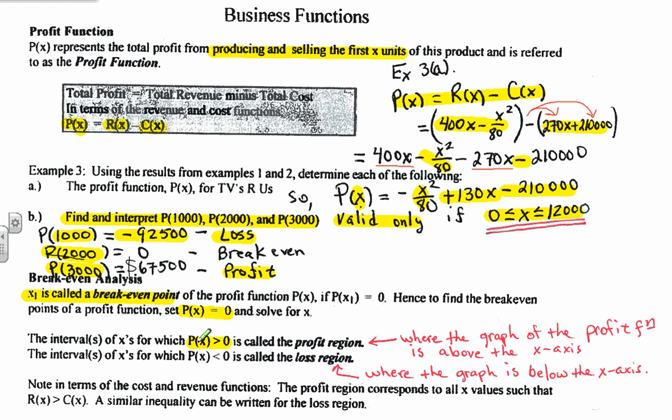When we sketch the graph of the profit function, you'll see that that corresponds to where the graph of the profit function is above the x-axis. The values of x for which the profit function is negative is called the loss region, and this corresponds to where the graph of the profit function is below the x-axis. Okay, so instead of graphing, you can do the same thing in terms of the cost and revenue functions, but it's a lot simpler and clearer to do everything in terms of the graph of the profit function when you're doing the break-even analysis. So be sure to listen to the next video where we actually do example number 4 on doing the break-even analysis.